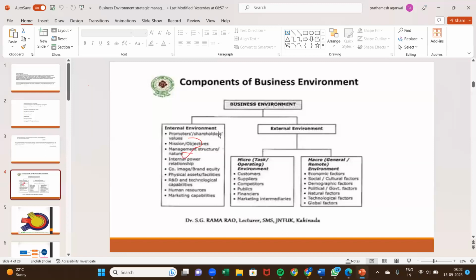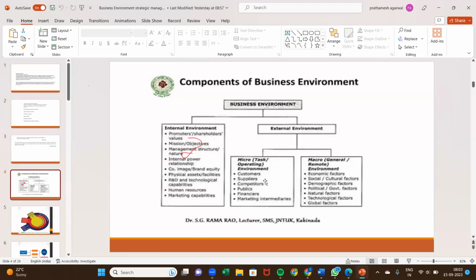Then the internal environment has other factors, or you can say other components, such as promoters, shareholders, then the mission and objectives, management structure or the nature of management. Then we have internal power relationship, then company image, brand equity, then physical assets or facilities, the R&D, and the technological capacities, human resources, and marketing capabilities.